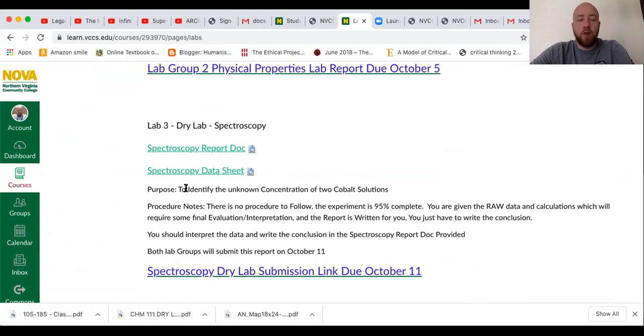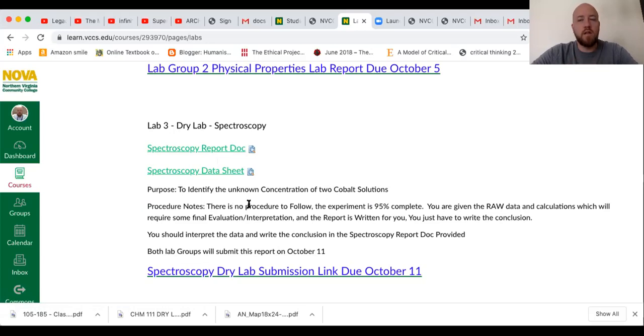Here, the purpose of this experiment is to identify the concentration of two cobalt solutions. So we know what it is. It is cobalt solutions, but we don't know what their concentrations are. This is entirely a dry lab. Almost everything is done for you. I am giving you the raw data and the report. All you have to do is write the conclusion.